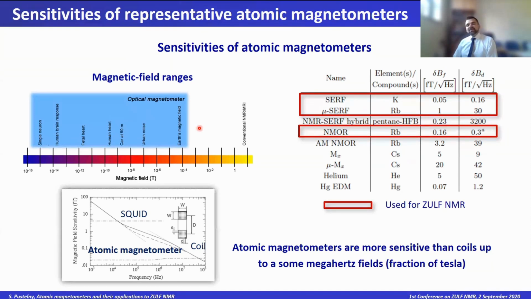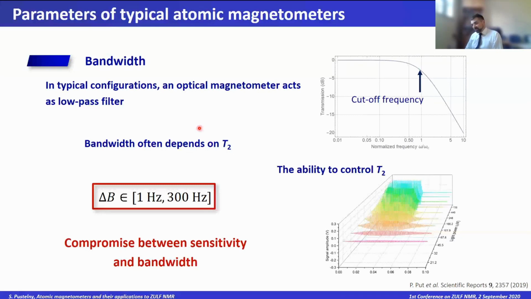Yeah. So let me jump to 2 more parameters. Bandwidth is another parameter you're interested in, because your magnetometer may be very sensitive but very slow. In NMR, you want to detect signals that oscillate at specific frequencies, and be able to detect this frequency. Typically the bandwidth of an optical magnetometer is somewhere between 1 hertz and maybe several hundred hertz. And as was asked by Kirill, what is this bandwidth being limited by?